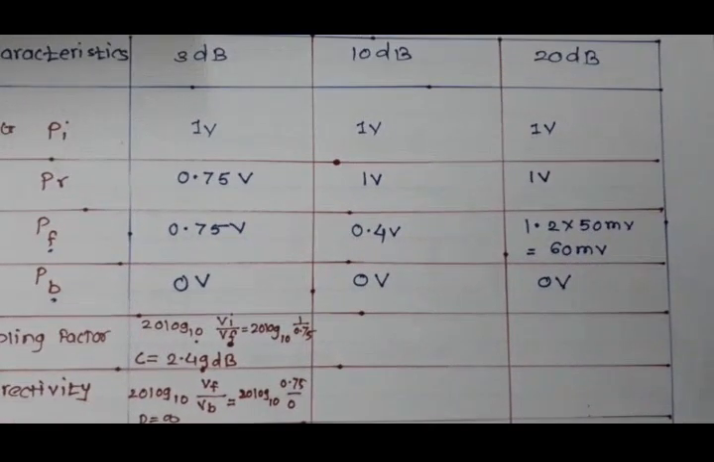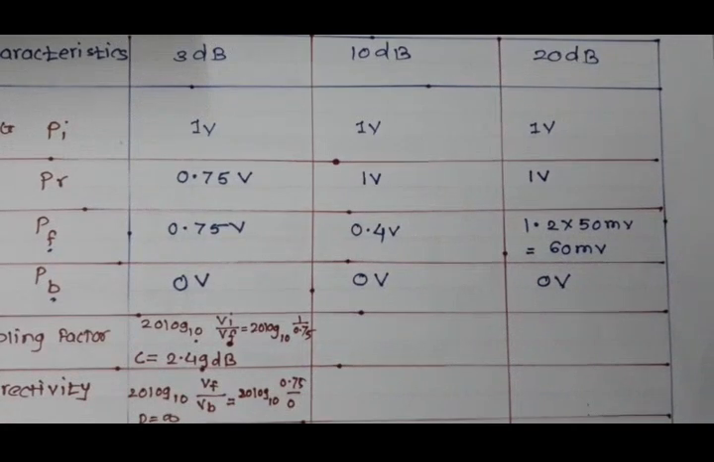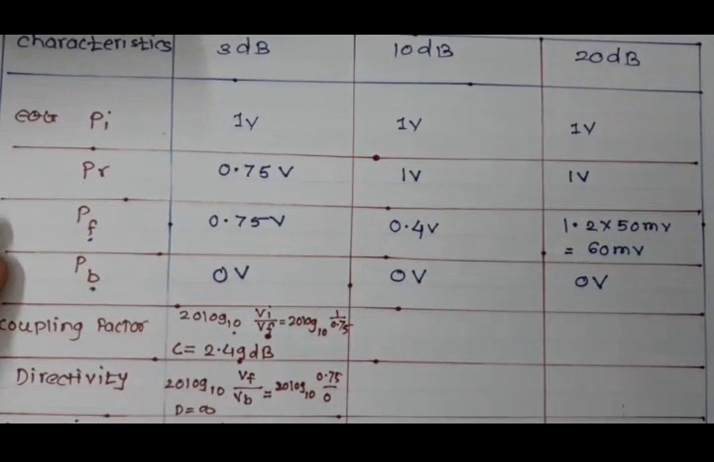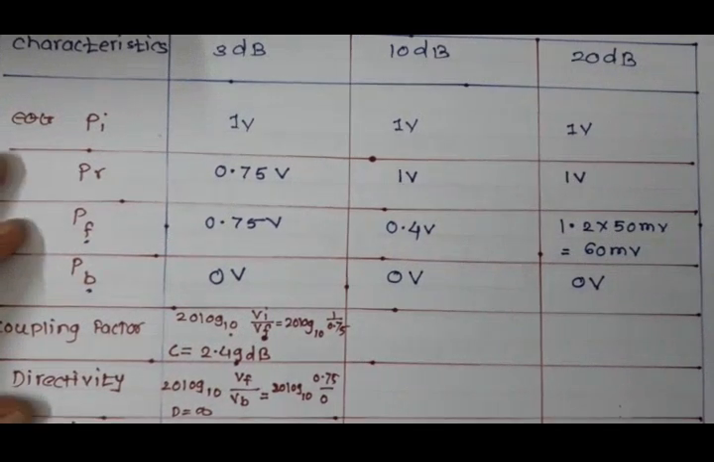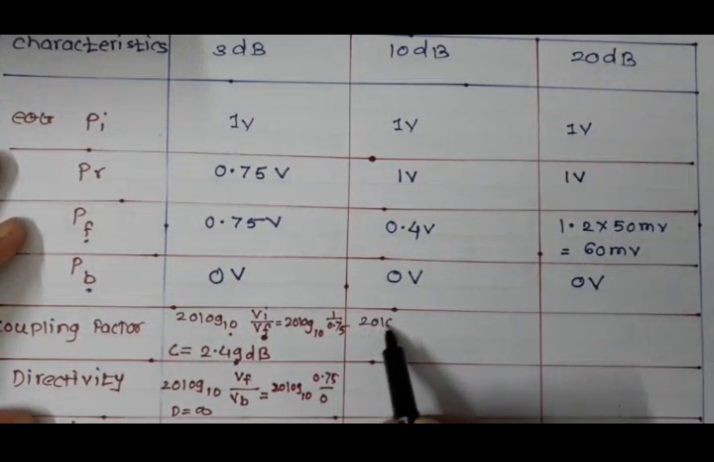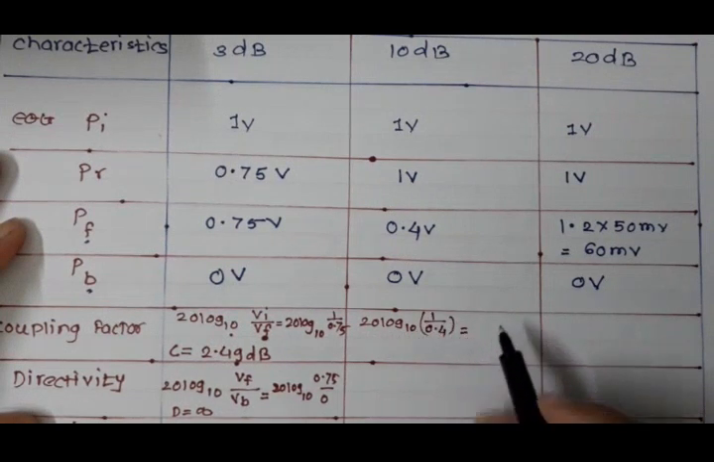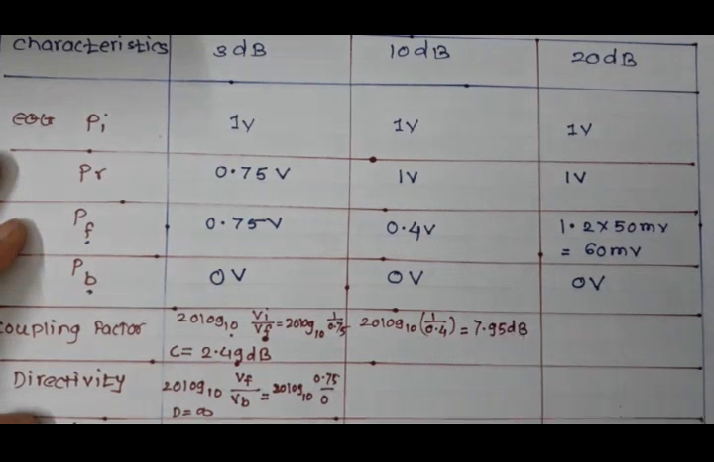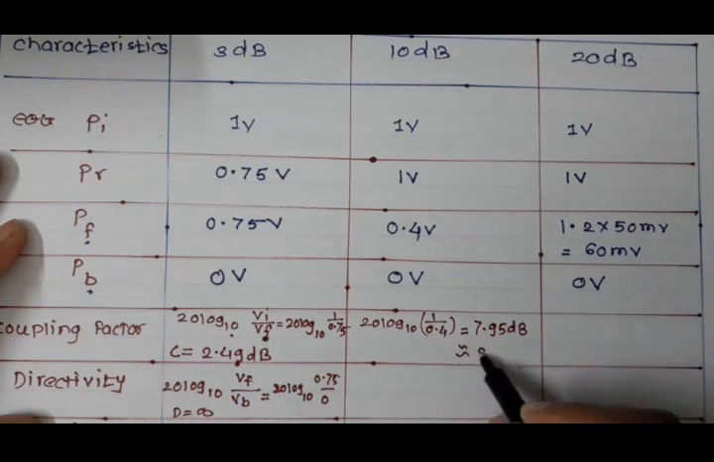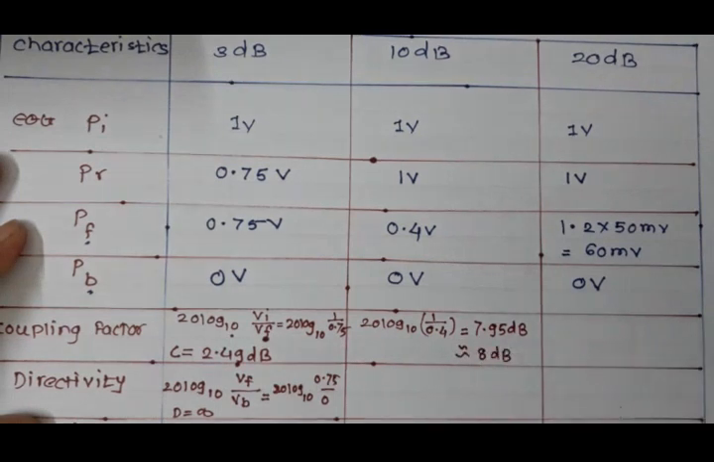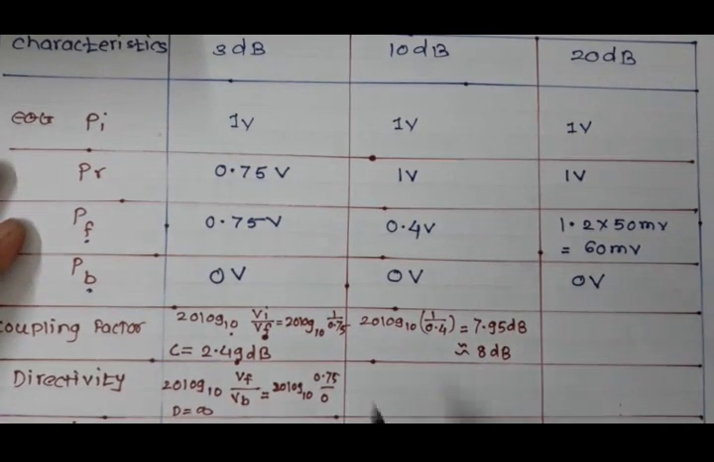Now we'll calculate it for the 10 dB directional coupler. For the 10 dB directional coupler, our coupling factor will be 20 log to the base 10, 1 volt divided by 0.4, which is the forward power. If you calculate, it will be 7.95 dB, and ideally you can approximate it to 8 dB. So 10 dB and 8 dB, you can see a small difference.